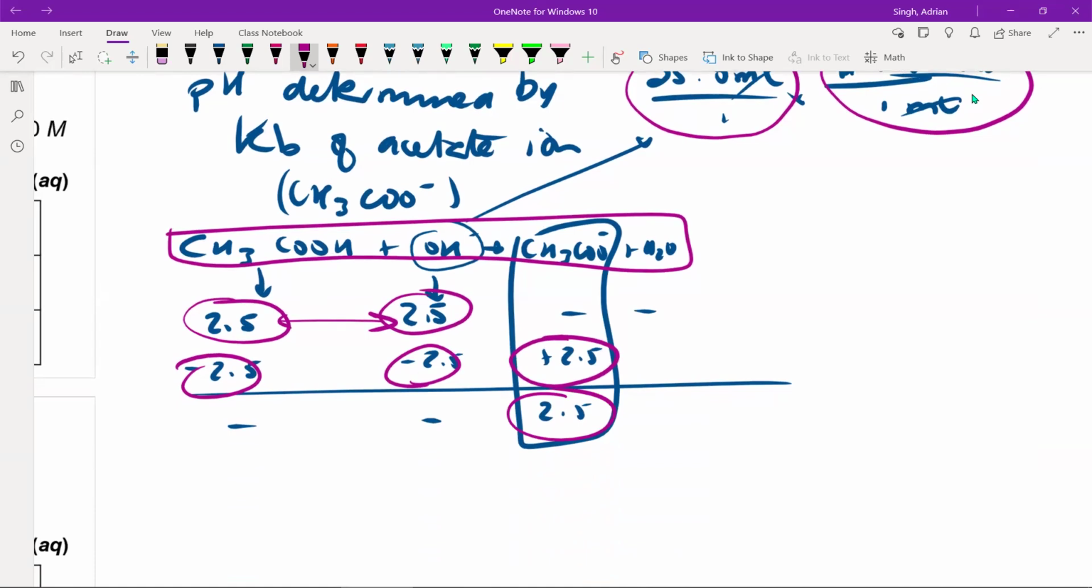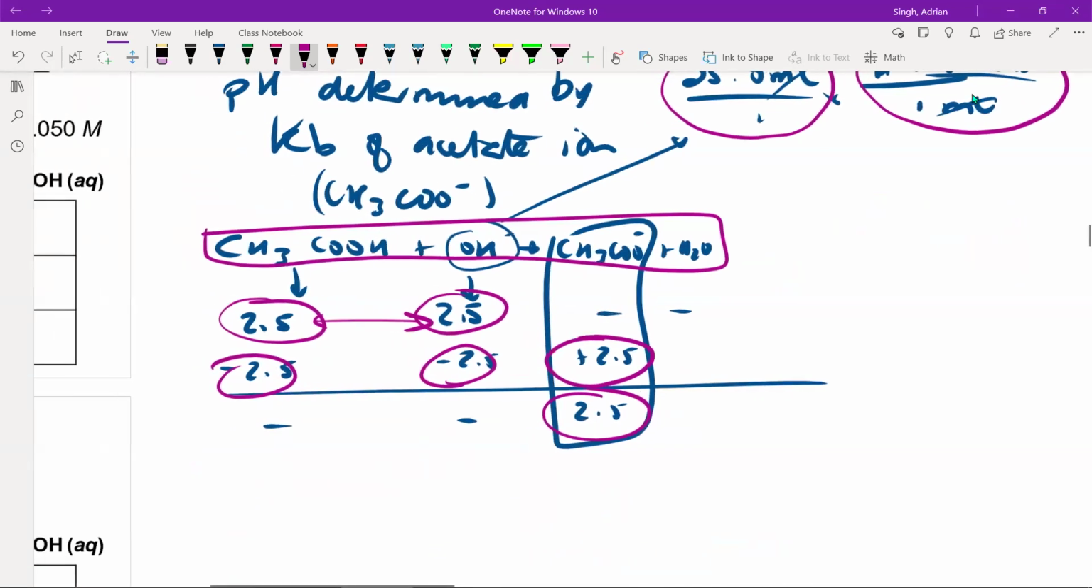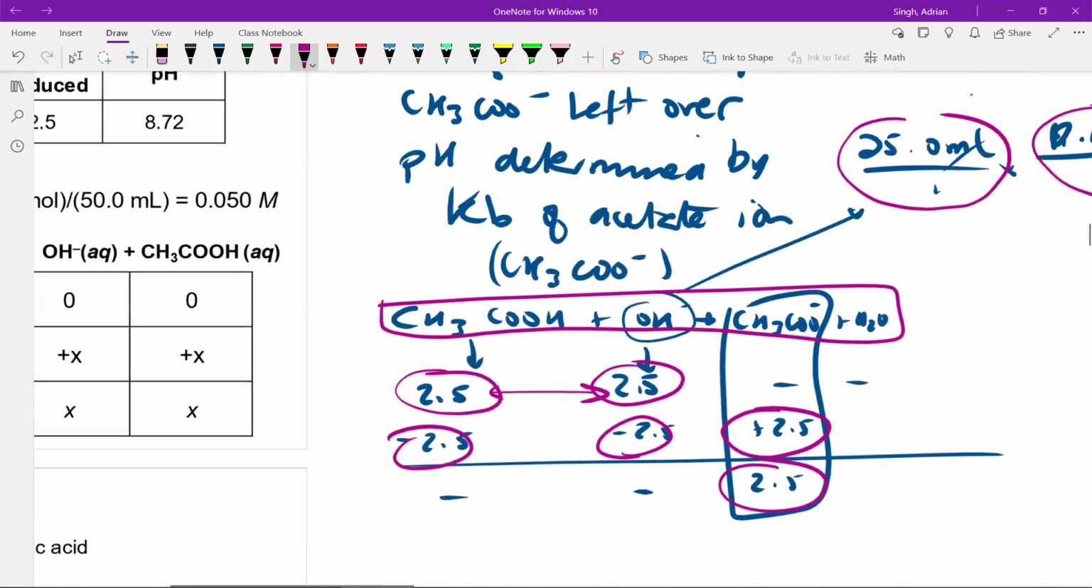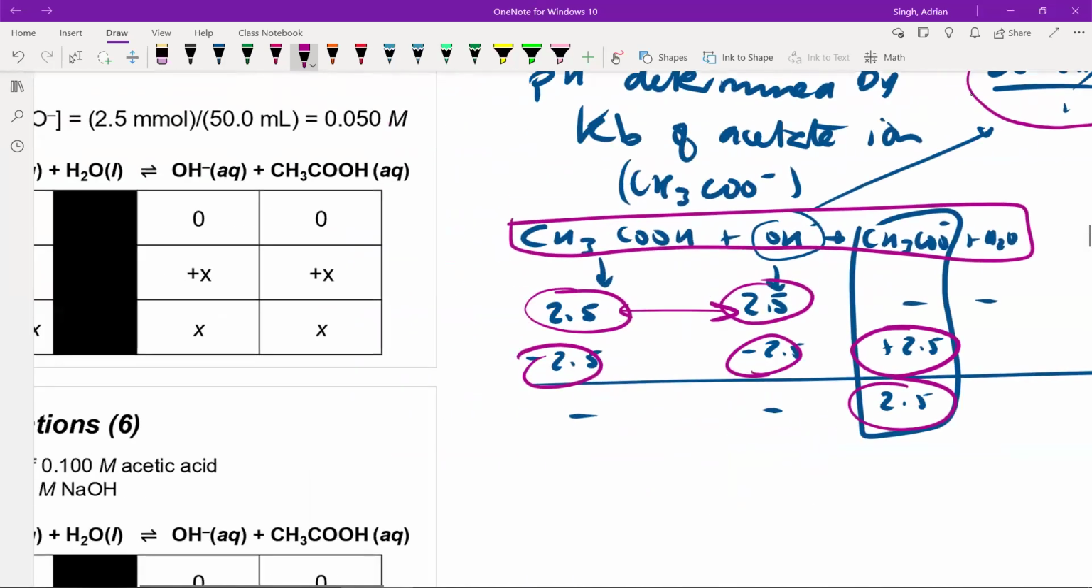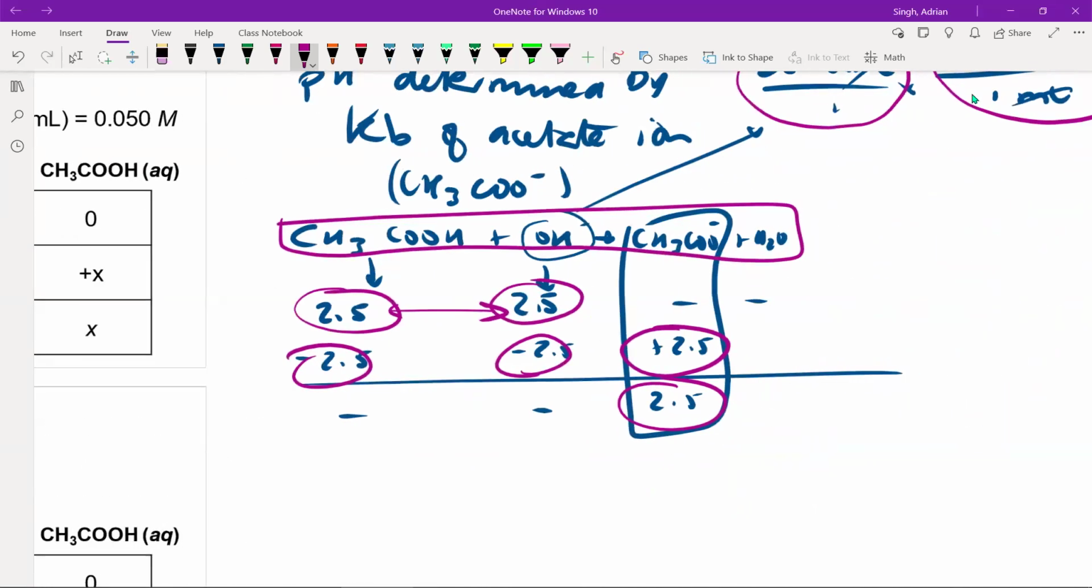CH3COO minus. Right, so we have at equivalence point now, we just have the acetate ion that's left over at that point. So this is left over here at the equivalence point.